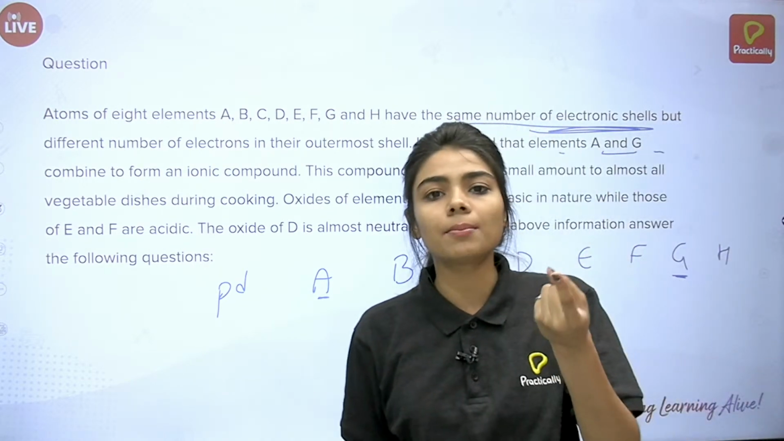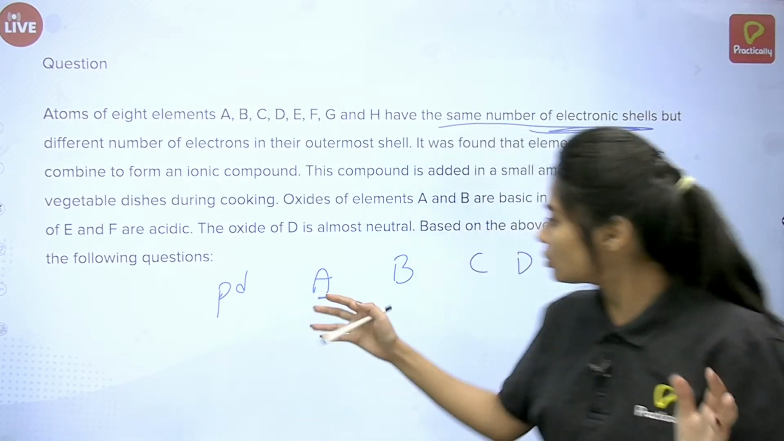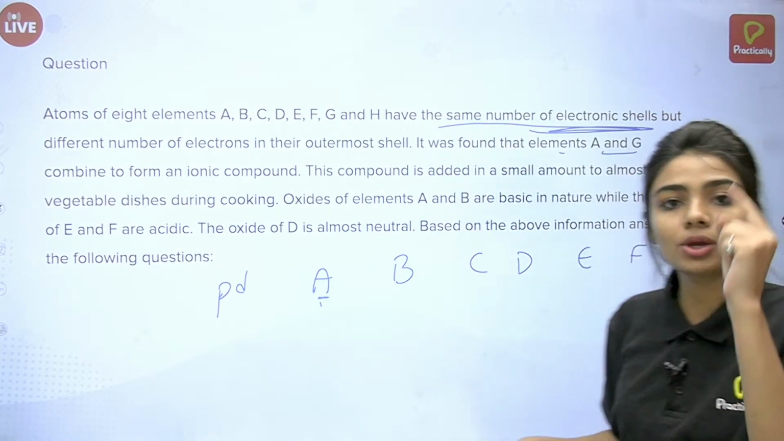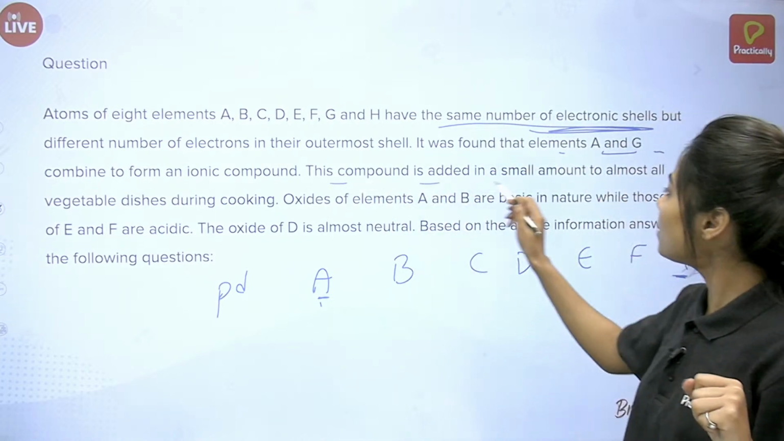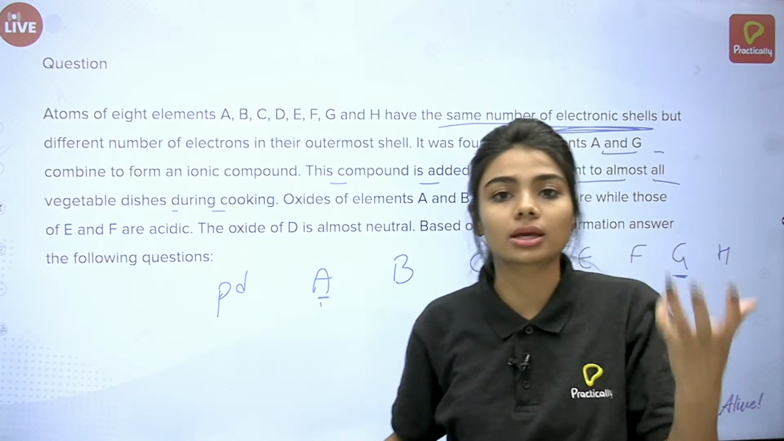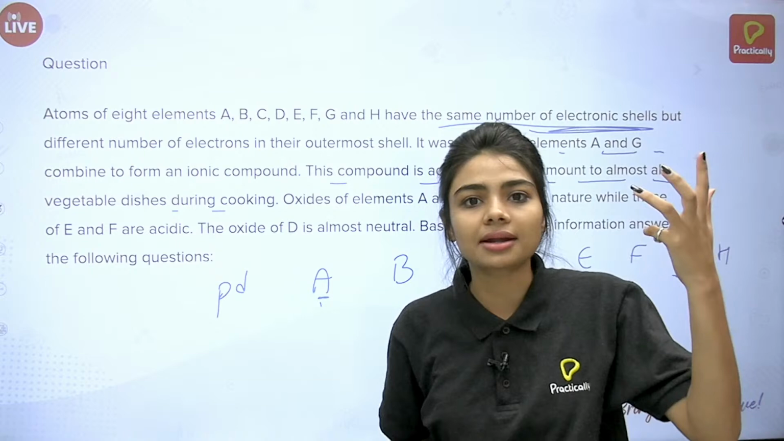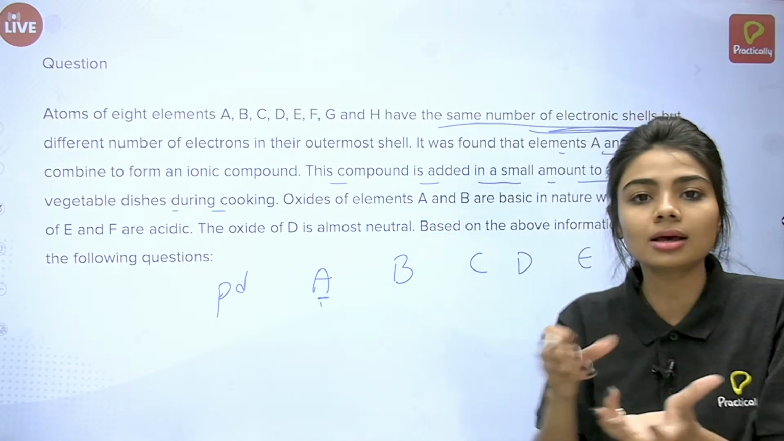So, how are ionic compounds formed? One should be a metal and another should be a non-metal. So, A and G, one should be your metal and another will be your non-metal. This compound is added in small amounts to all vegetable dishes during cooking. So, remember this. What is that? NaCl, sodium chloride, common salt, which is used in cooking.